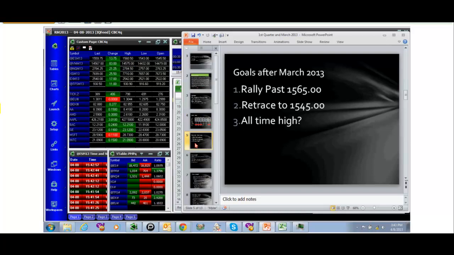I want to leave that on the sidelines right now, but kind of give you an idea of why I'm looking at 1565. So my goals after March, the market should rally past 1565. It should retrace to 1545, and I've got to have in the back of my mind there the all-time high of the E-mini S&P.